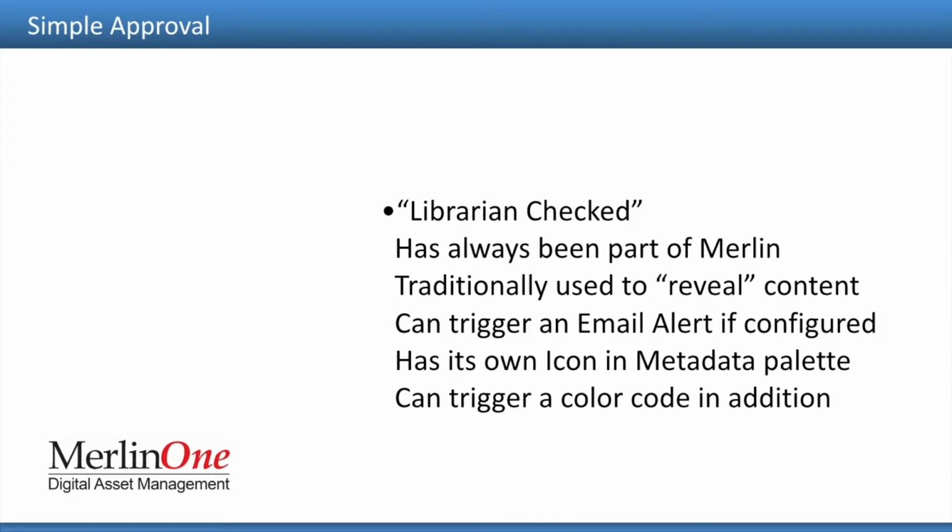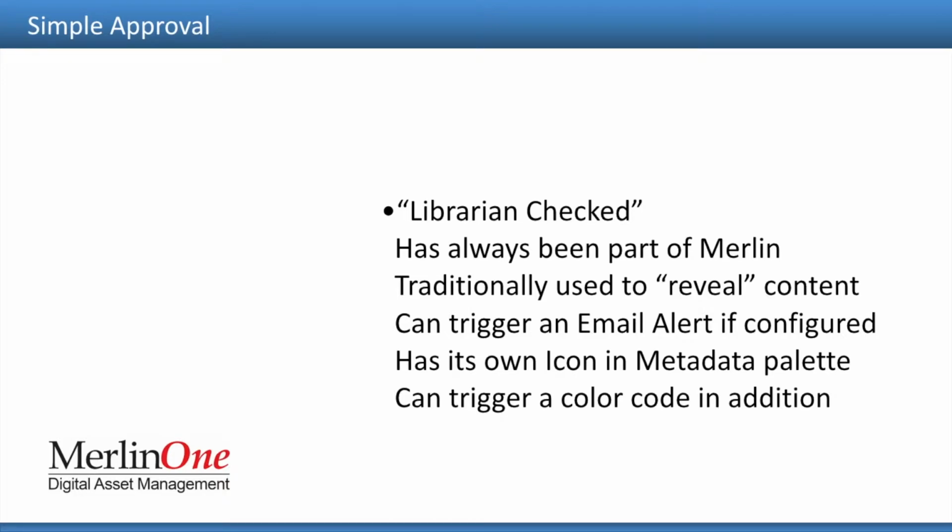And you can do that with a simple checking of a box and setting up a filter so that your general users only see that librarian checked or that approved content. And I'm going to show you that. And this can be used to trigger an email alert to people, so you can let people know that there's content that either requires approval or content that has already been approved that they can look at.